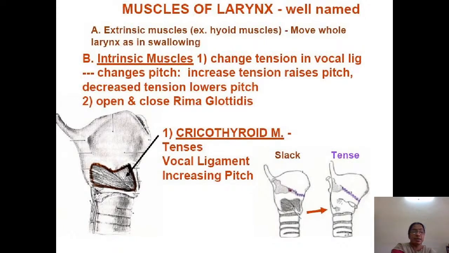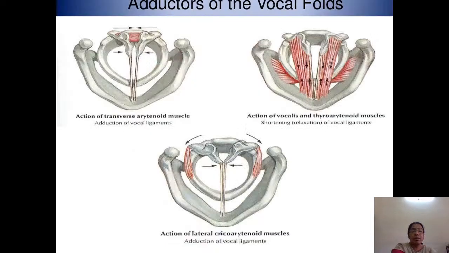Some are tensors, some are abductors, some are adductors, some control the tension. So there are some extrinsic muscles and some intrinsic muscles which are helpful for controlling the tensors. Transverse arytenoid is helpful for adduction of the vocal ligaments. Same way, lateral cricoarytenoid is also helpful for adduction of the vocal ligaments. Other than that, thyroarytenoid is a muscle which is helpful for relaxation of the vocal ligament. So these are the adductors or the tensors.